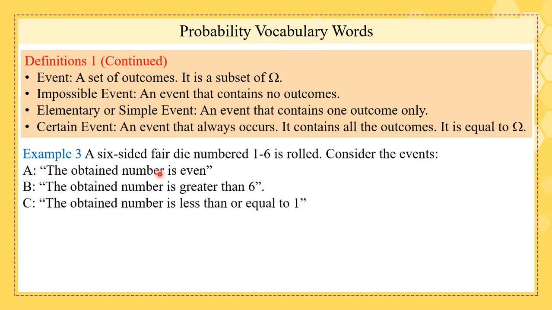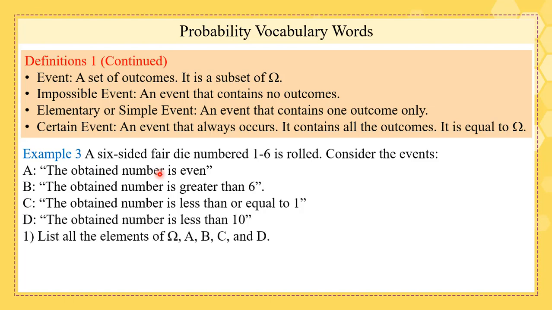This is a statement that describes the event. We have these four events. We need first to list all the elements of omega, A, B, C, and D. And this is very important in case we can list the elements.